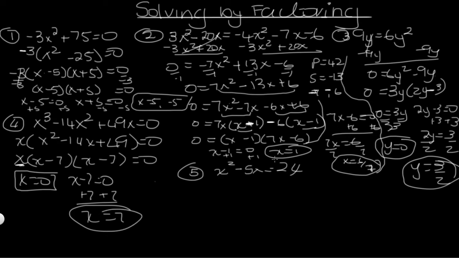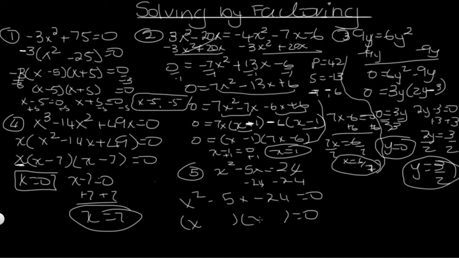For my last problem, it does not equal 0. So first subtract 24 to bring it to this side. So I have x squared minus 5x minus 24 equals 0. This is a trinomial where a is not 1. So I know I'm going to go ahead and set it up like this.